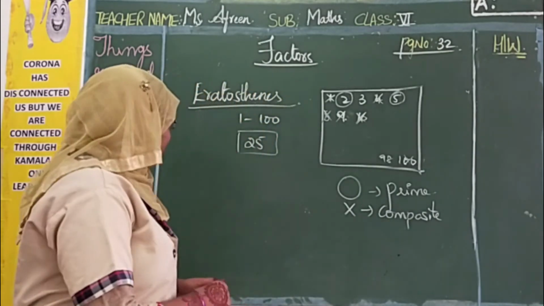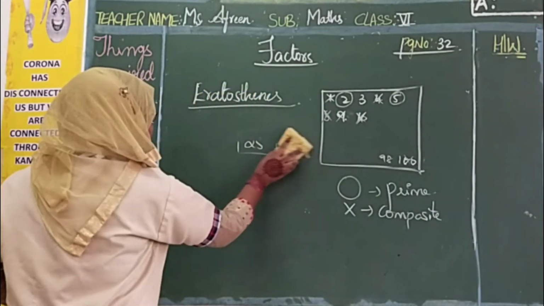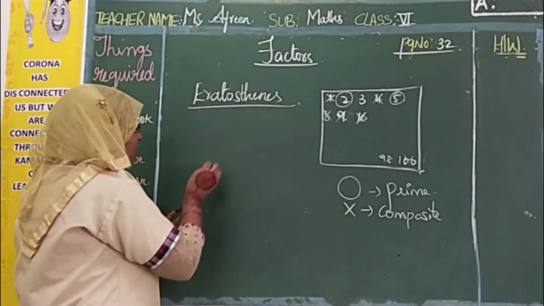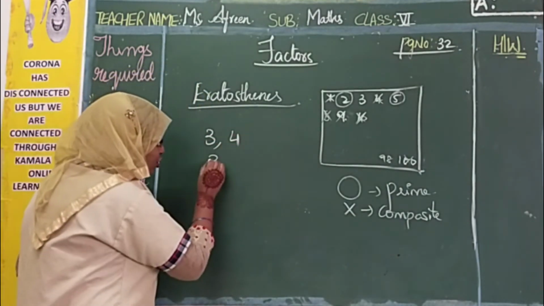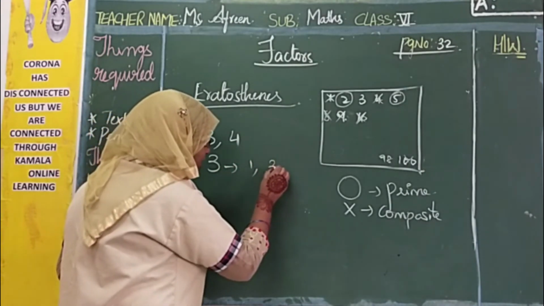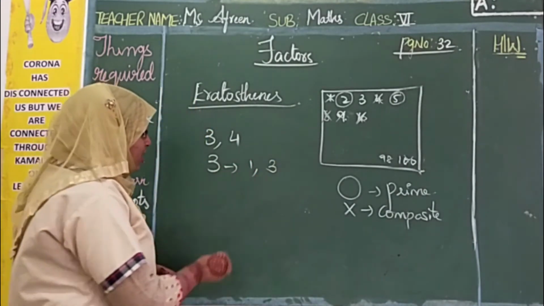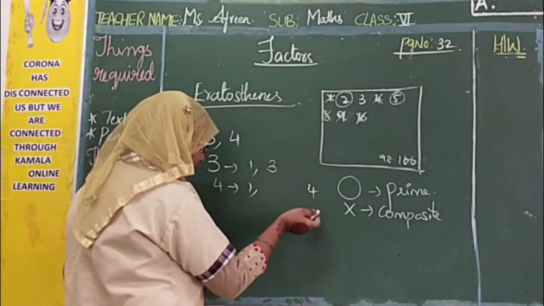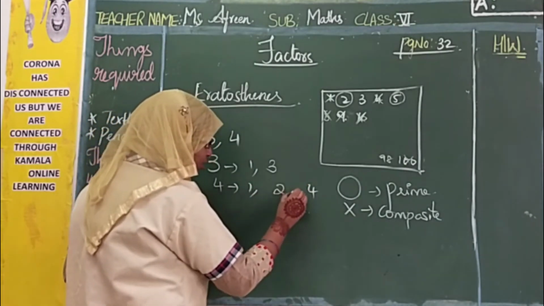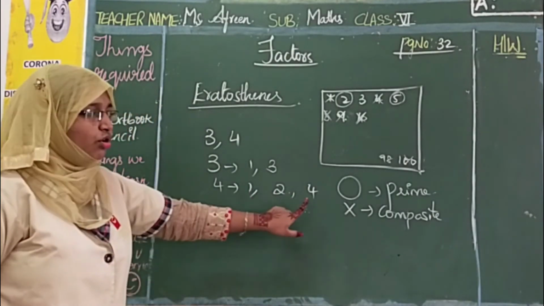Now if you take an example, let us take 3 and 4. What are the factors? I have taken two numbers, 3 and 4. Factors of 3: 1 times 3 is 3, 3 times 1 is 3. It's a prime number, right? Now for 4: 1 times 4 is 4, 4 times 1 is 4, 2 times 2 is 4. So how many? 1, 2, 4.